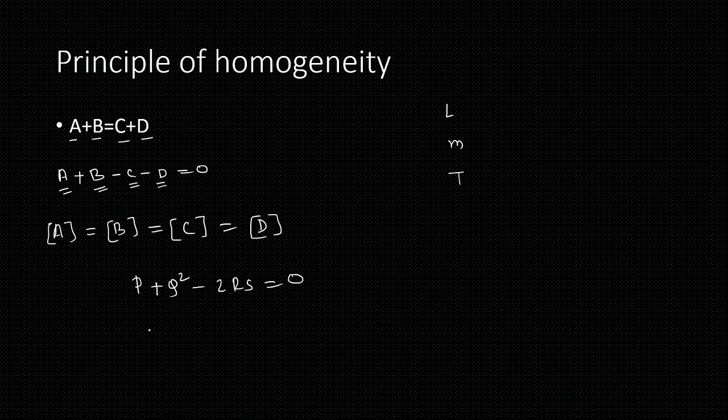Okay, suppose there is an equation P plus Q square minus 2RS equals to 0. What is the meaning of that? It means that the dimension of P will be equals to the dimension of Q square. Okay, is that clear to all of you? Will be equals to the dimension of RS. Okay, clear? So we can make addition or subtraction only from the same physical quantity, not from a different physical quantity.